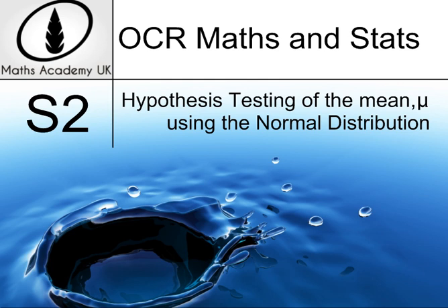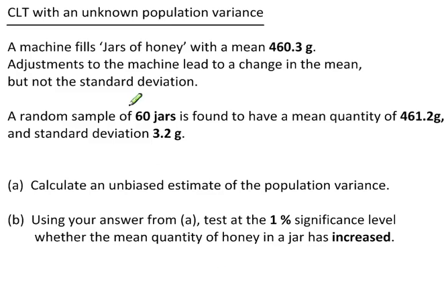Hypothesis testing of the population mean of a continuous variable using the normal distribution. In this example, a machine is filling jars of honey with a mean of 460.3 grams, but there is no mention that the weights are normally distributed.